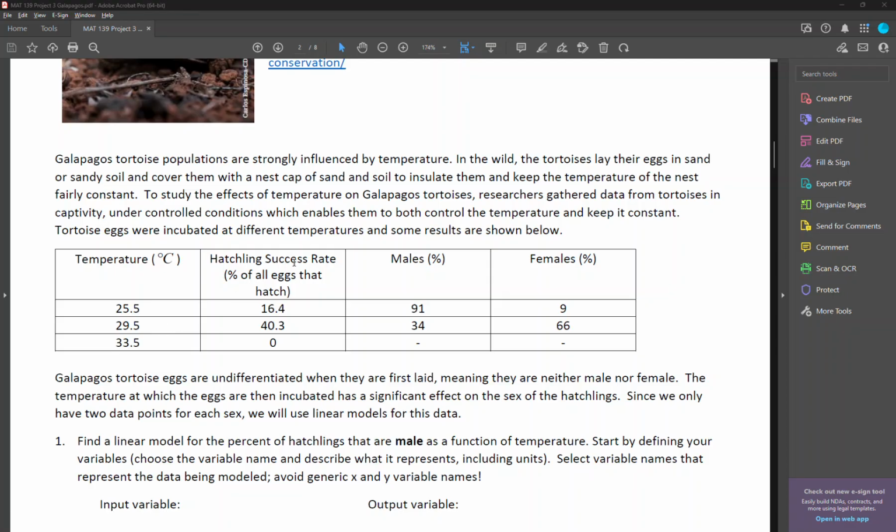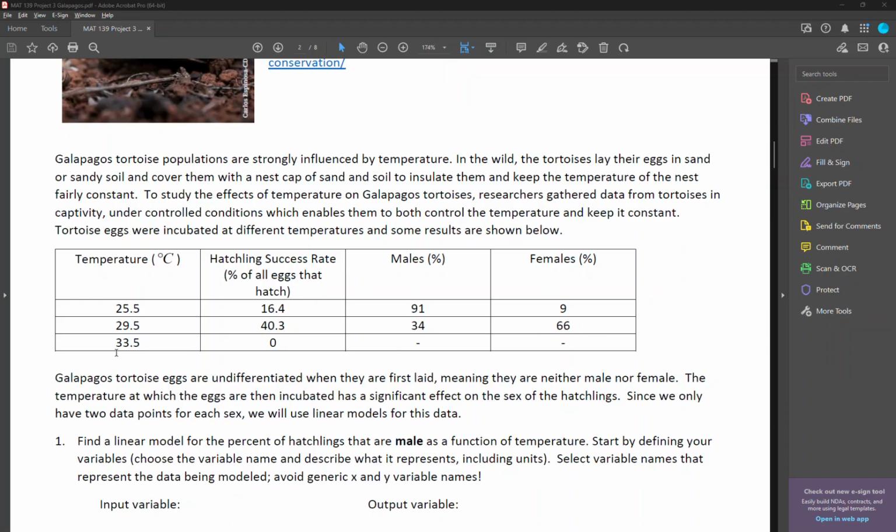I can see the percentage of hatchlings that do hatch, of eggs that hatch successfully. And I can see the percentage of those that are going to be male tortoises versus going to be female tortoises. So at the cooler temperature of 25.5 degrees Celsius, relatively cool, that's still nice and warm if you're outside, but that relatively cooler temperature, only 16.4% of the eggs hatch, but 91% of those are male, only 9% are female. We can see at 29.5 degrees Celsius, 40.3% of the hatchlings will be successful, only 34% of them will be male, and 66% will be female.